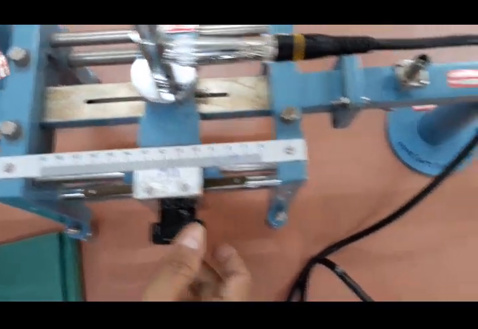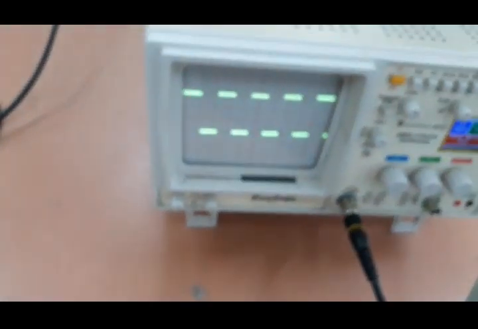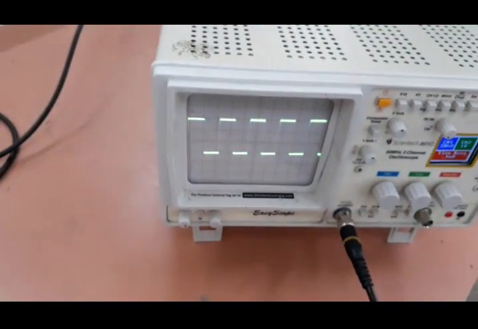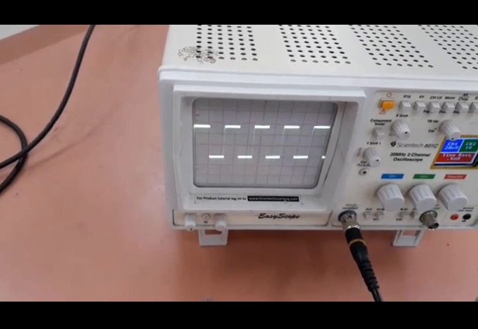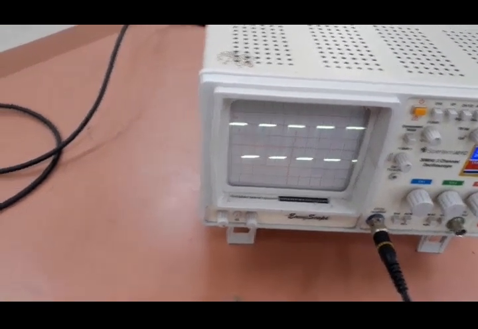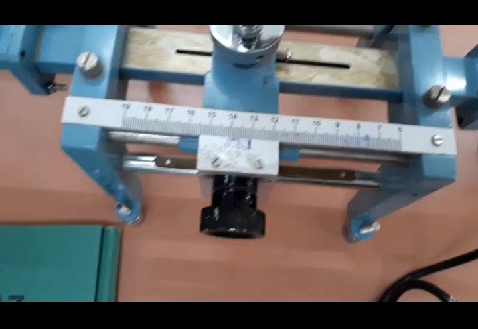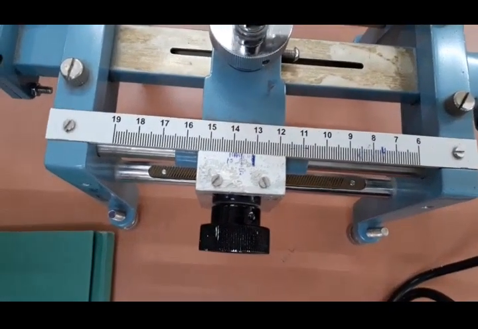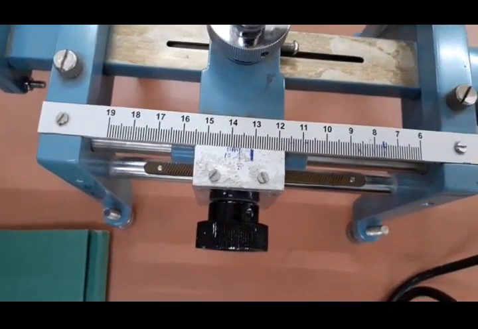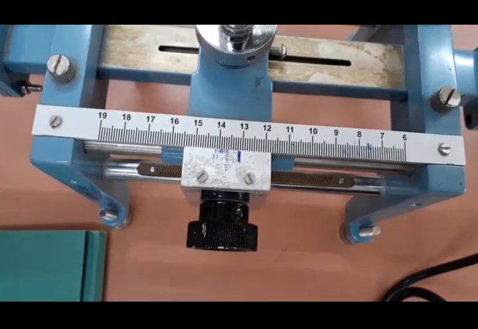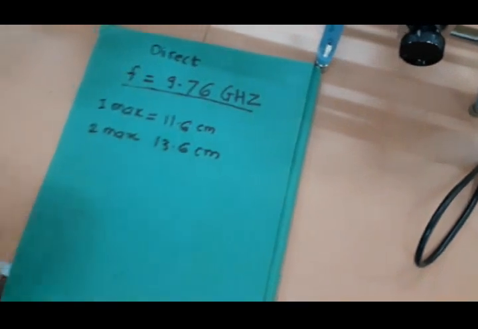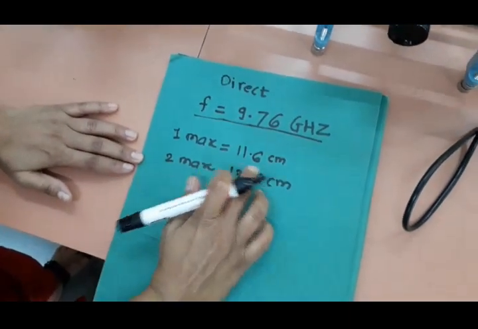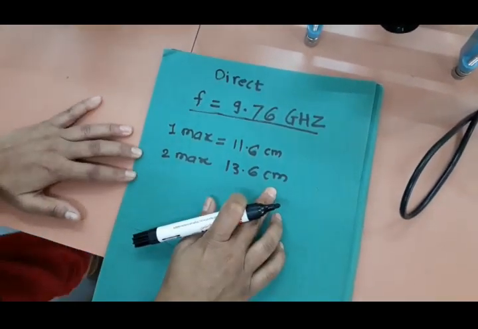So again I am moving it on the scale. This is what I am considering as my first maximum. I am moving again on the scale and trying to observe where I get the second maximum. So I can say this is the second maximum. I have got the first as 11.6, and this I guess is 13.6 centimeter. Okay. So as we know, the first maxima is at 11.6, the second maxima is 13.6.